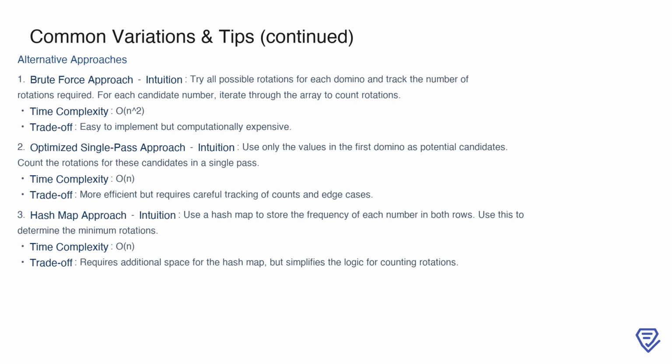Another option is the hash map approach. By storing the frequency of each number in both rows, you can quickly determine the minimum rotations needed for unification. While this approach also runs in O(n) time, it uses extra space for the hash map, which might be a trade-off to consider. Each of these methods has its strengths, so understanding their trade-offs will help you decide which approach is best for a given context.